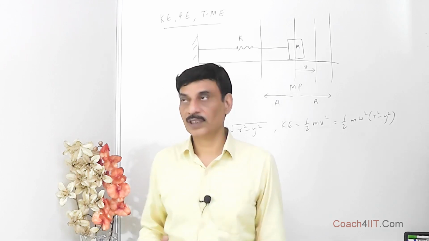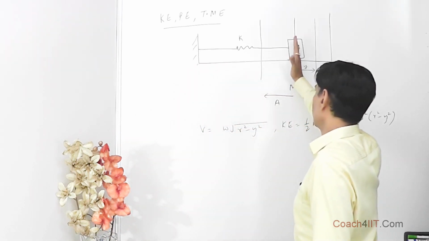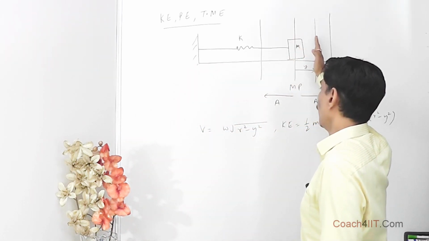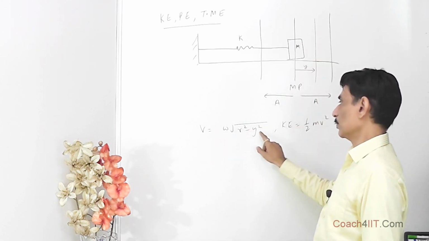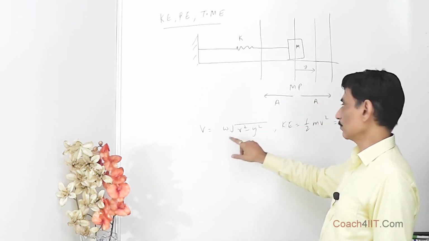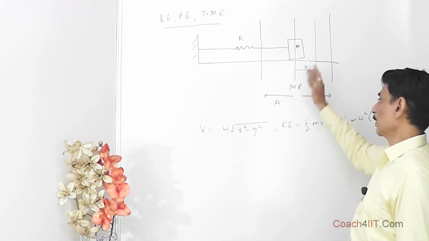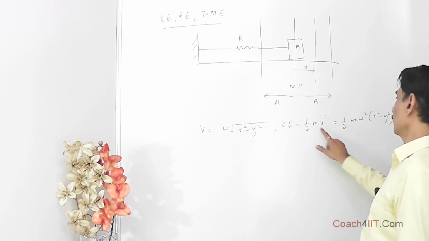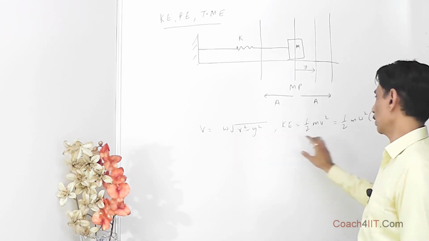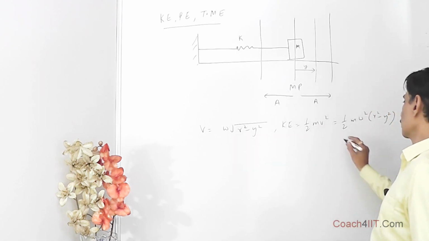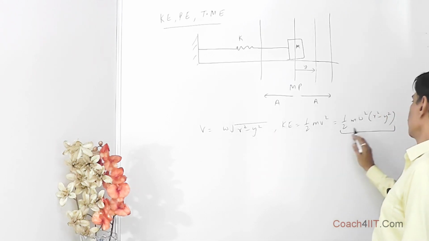Suppose it has moved from the mean position to some distance y, then v is equal to omega root of r square minus y square. So this is the velocity function. Also, kinetic energy is half m v square. So in place of v we put omega root of r square minus y square. That is how the velocity is changing with y.